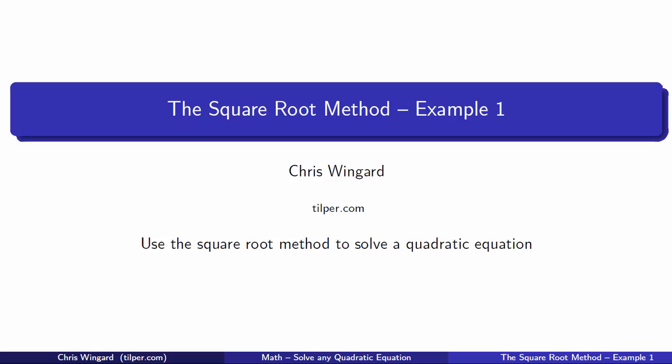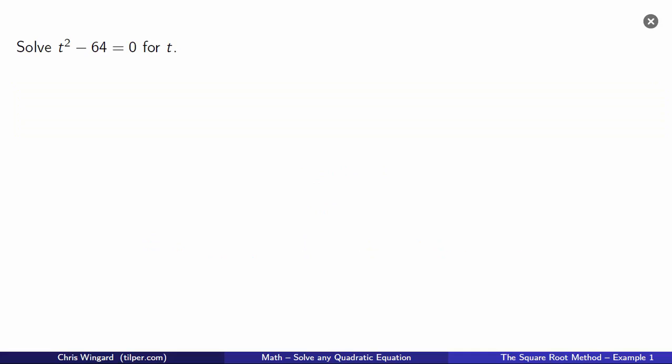Here is example 1 of using the square root method to solve a quadratic equation. So here we want to solve t squared minus 64 equals 0 for t. So solution, this is already in standard form, so we don't have to worry about putting this in standard form. It's given to us like that, that's great.